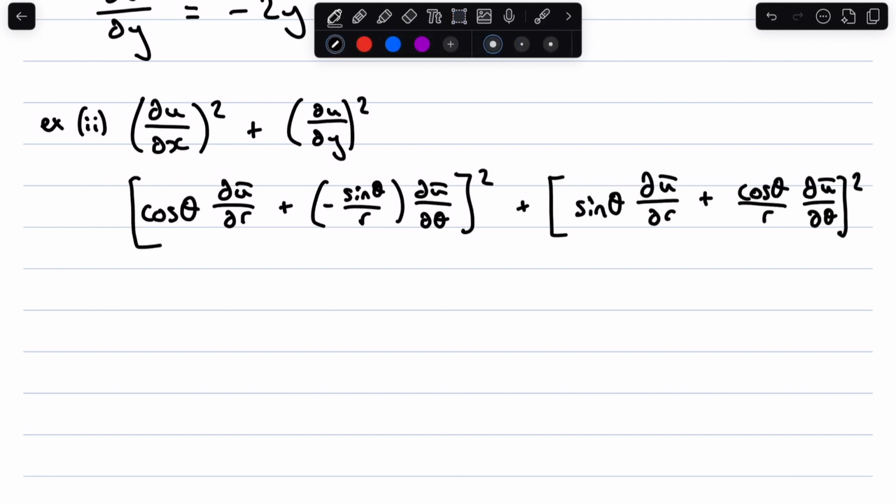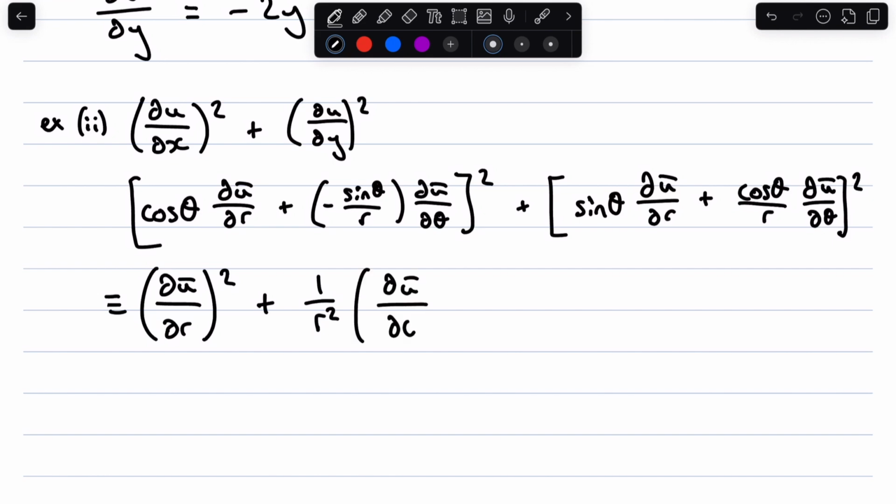And if you combine all this, and I'll let you do it as an exercise, we get that partial du by dx squared plus partial du by dy squared in polar coordinates is partial du bar by dr squared plus 1 over r squared times partial du bar by d theta squared. So quite a satisfying result. The only difference really is that 1 over r squared.